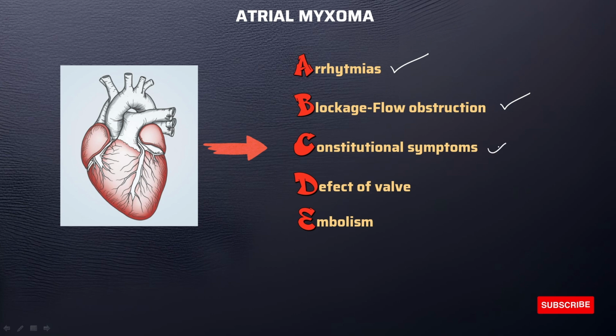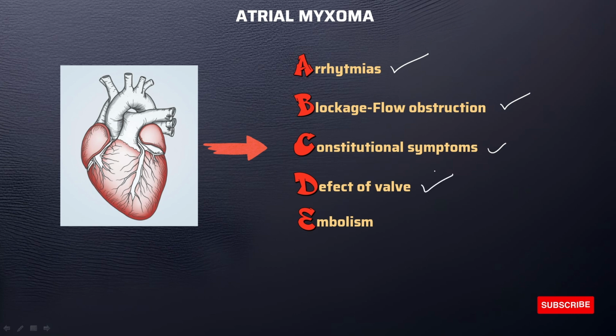So patients may present with fever, malaise, anorexia, and weight loss. It is due to the release of cytokines and growth factors, especially vascular endothelial growth factors, which promote angiogenesis. So atrial myxoma can actually cause fever of unknown origin, something to note.